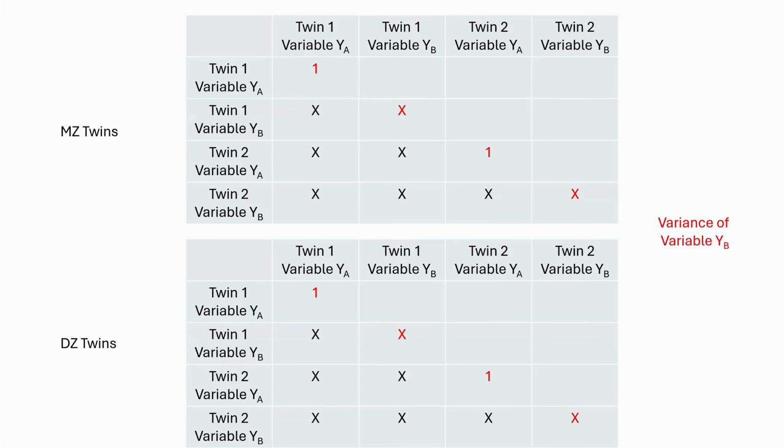Next, we have the variance of variable Y subscript B. The entries are indicated by the red X's on the main diagonal of the covariance matrices. Again, the same argument applies. One additional piece of information from 4 more entries. So now we have 2 pieces of information from our 2 variance-covariance matrices.